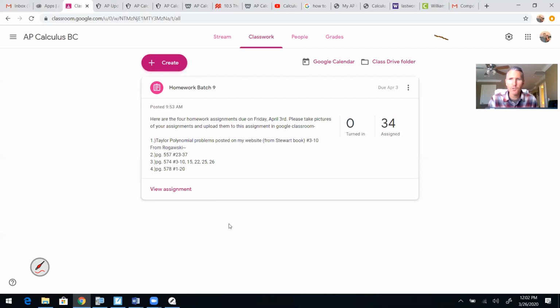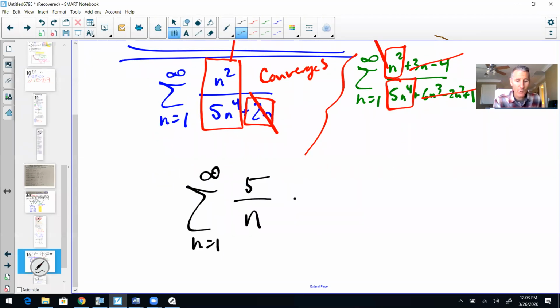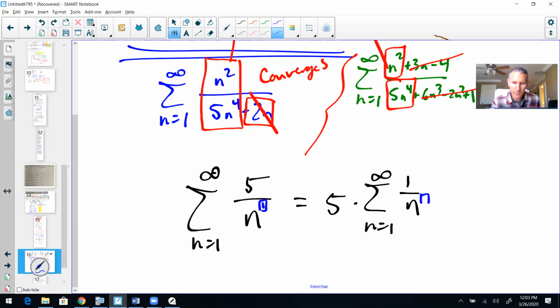And yeah, the numerator doesn't matter. So for example, if I had something like the summation as n goes from 1 to infinity of 5 over n, you could think about this as 5 times the summation as n goes from 1 to infinity of 1 over n. So both of these are called the harmonic series because this power is 1, right? So yes, the harmonic series is just when the P is equal to 1. It doesn't matter what the coefficient is as long as the coefficient is a constant.